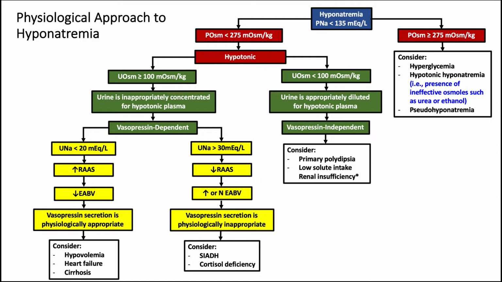If my urine sodium is elevated, that means that the RAS system is inactive. That means my effective arterial blood volume is either normal or elevated, and that means that the secretion of vasopressin is inappropriate, right? There is no reason to secrete vasopressin when your effective blood volume is not low. So you have to consider SIADH, right? Syndrome of inappropriate antidiuretic hormone, and cortisol deficiency, which will be similar sometimes to SIADH. So always check cortisol levels. So this is my physiological approach to hyponatremia.